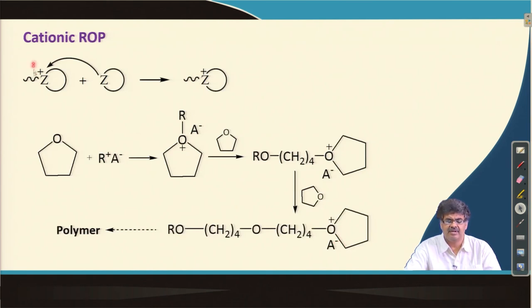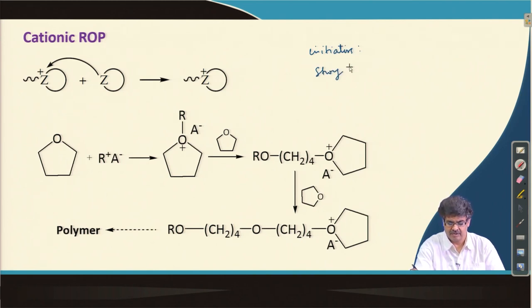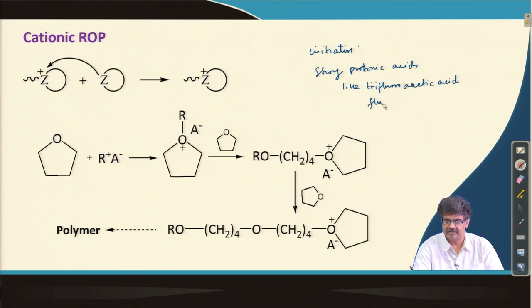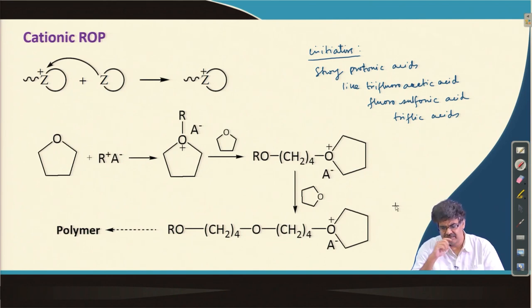Now, this is an example of cationic ring opening polymerization. In the case of cationic polymerization, the initiator can be strong protonic acids like trifluoroacetic acid, fluorosulfuric acid, sulfonic acid, or triflic acid. So these are the strong acids which can be used as initiators for cationic ring opening polymerization. And there are two mechanisms possible.